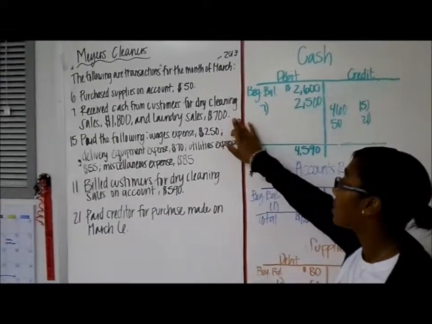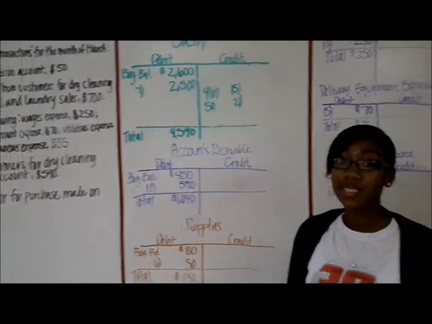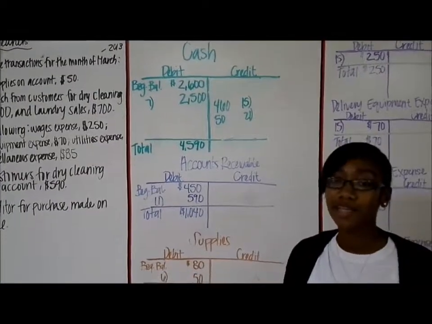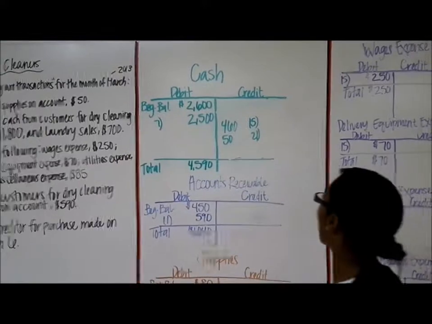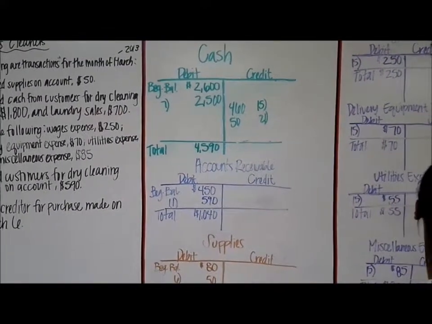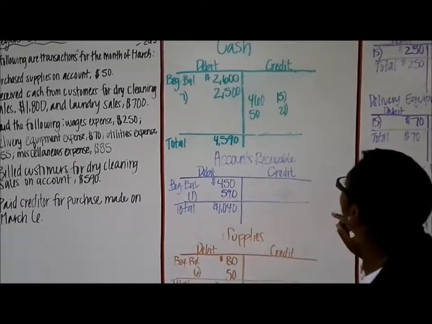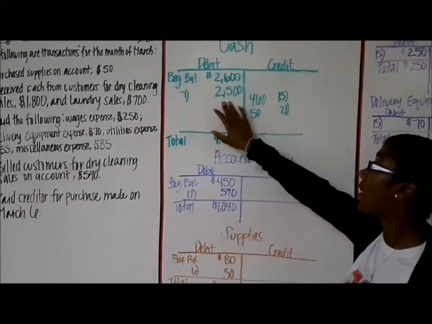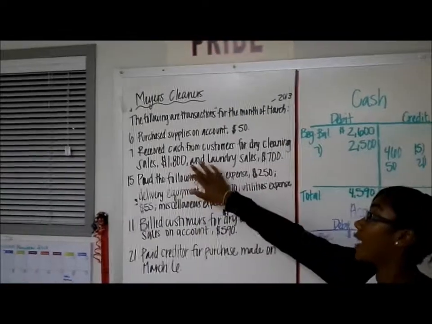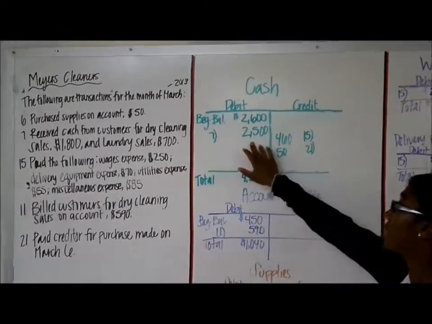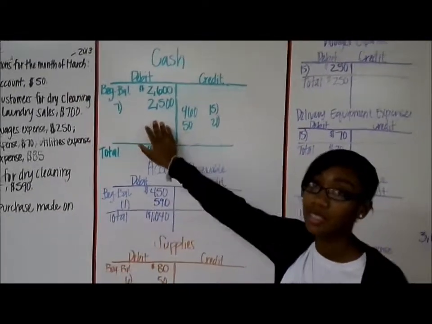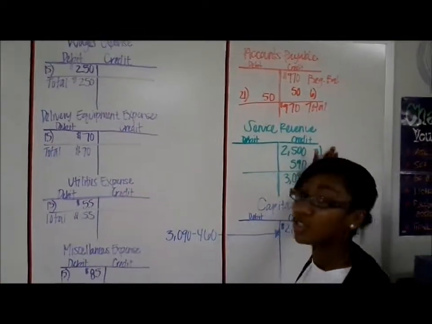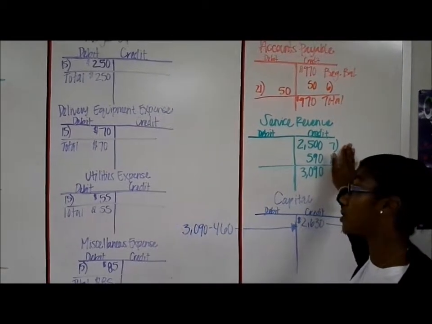And then it says, on March 7th, you received cash from customers for dry cleaning sales of $1,800 and laundry sales of $700. For this one, you are going to debit your cash account for $2,500, and that is the total of your $1,800 plus your $700. You would debit that amount to cash because that is the amount of cash that you're receiving for your service that you did, and you are going to credit your service revenue account for $2,500.